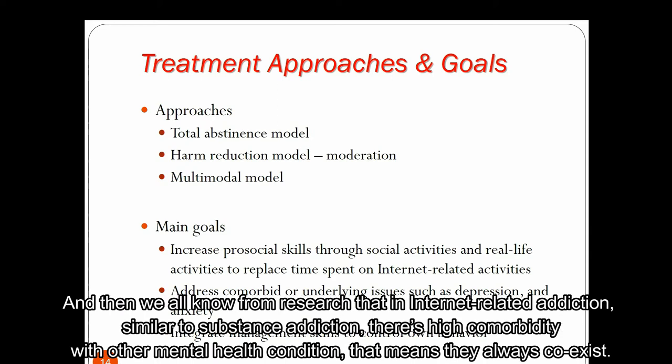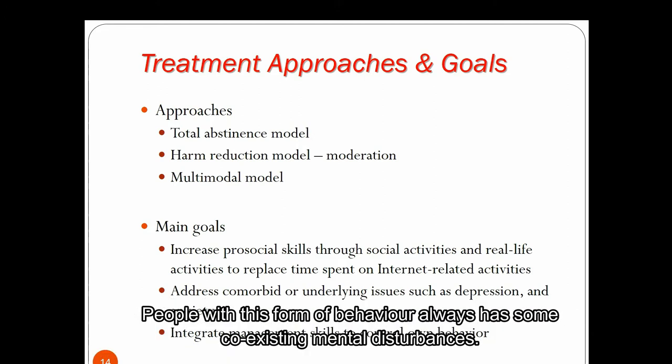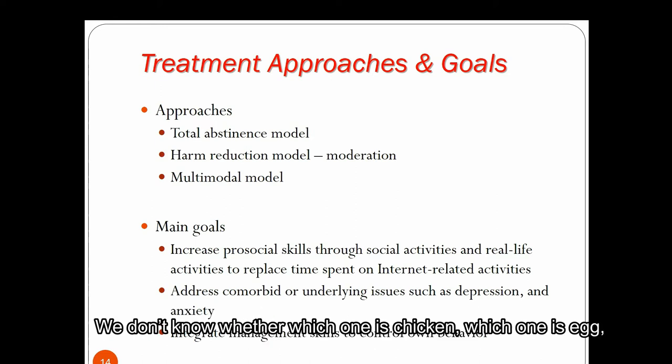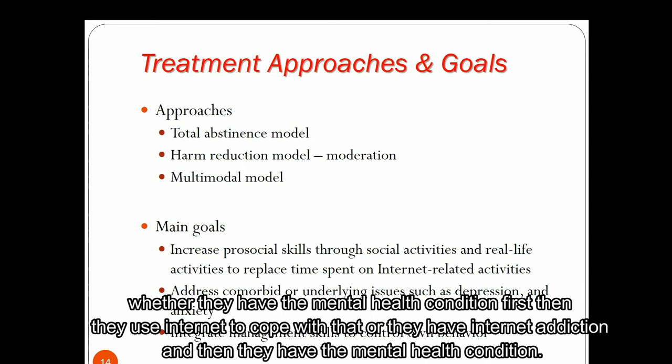And then we all know from research that in internet-related addiction, similar to substance addiction, there's high comorbidity with other mental health conditions. That means they always coexist. People with this form of behavior always have some coexisting mental disturbances. We don't know which one is the chicken and which one is the egg: whether they have the mental health condition first, then use the internet to cope with that, or they have internet addiction and then develop the mental health condition.